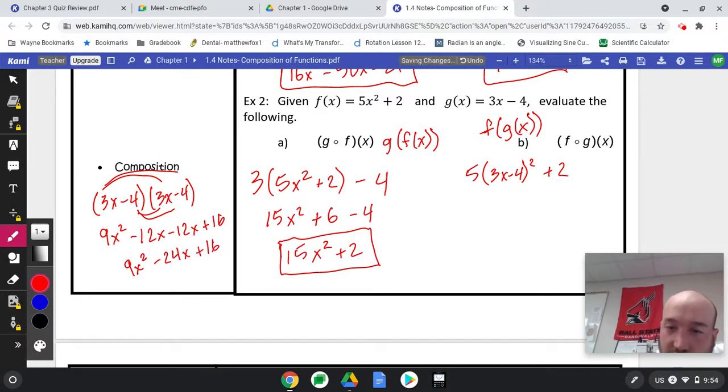Now, when we take this, remember it's got to be multiplied by that 5.